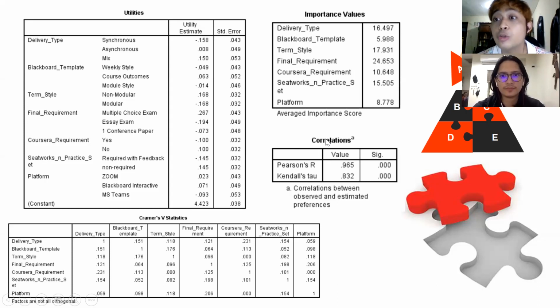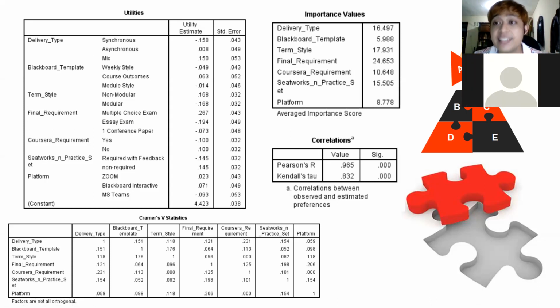I remember I only had 20, but if you do the full design, it's impossible, right? Because 3 times 3 is already 9. 9 times 2 is 18. 18 times 3 is already 54. 54 times 2 is already 100. It's impossible, right? If you make the full design for the stimulus, it is going to be very complicated. So the one that I did here is actually the orthogonal design.